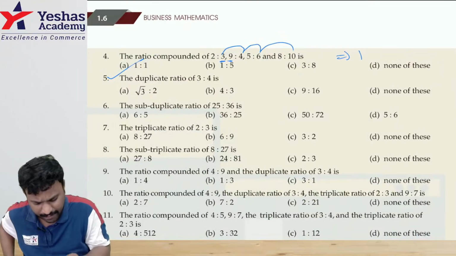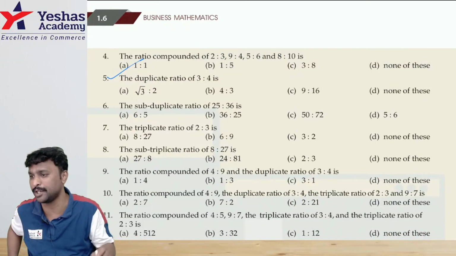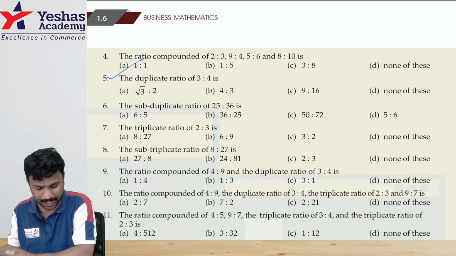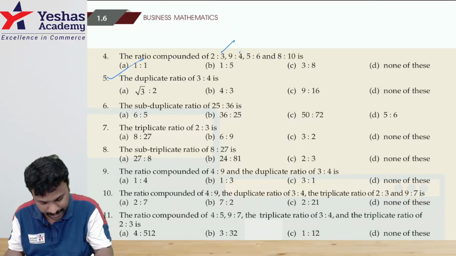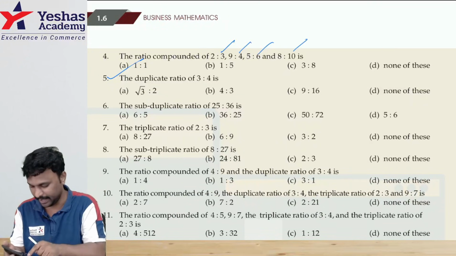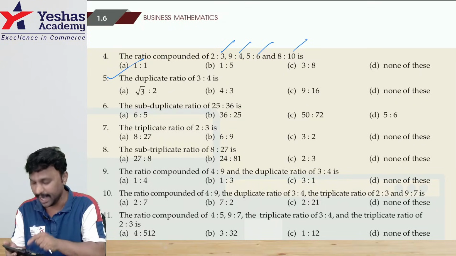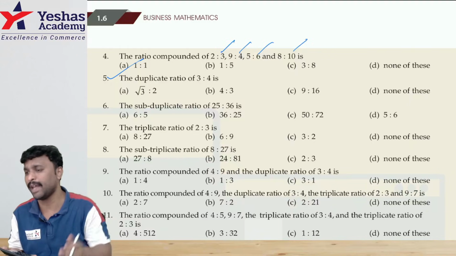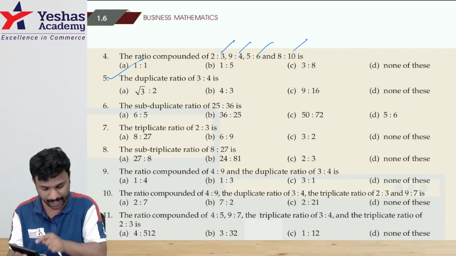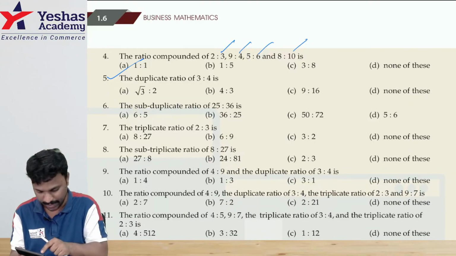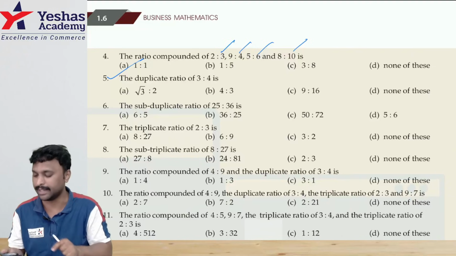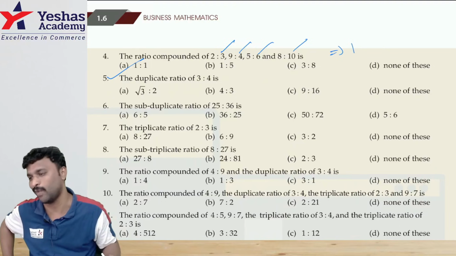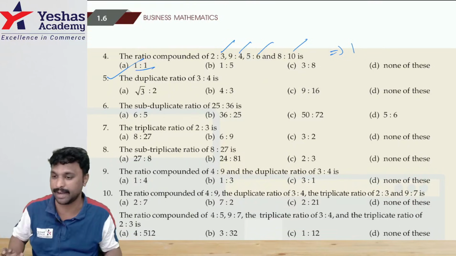Guys, what did I say? Whenever you are asked to find the compound ratio of two or more ratios, first find out the product of all the second terms. I repeat, the second terms are 3, 4, 6, 10. 3 into 4 into 6 into 10. Take the reciprocal, divide equal, and multiply with all the first terms, into 2 into 9 into 5 into 8, and the result is 0.9999. That means nothing but 1. 1 means 1 is to 1. Option A is the right answer.